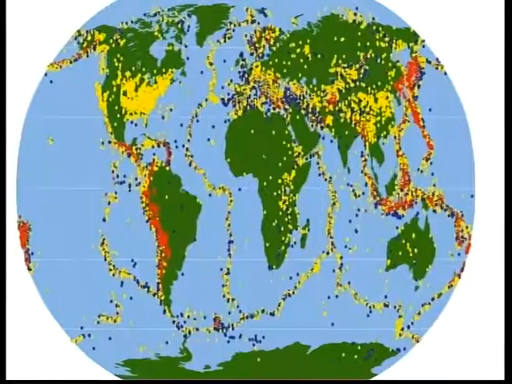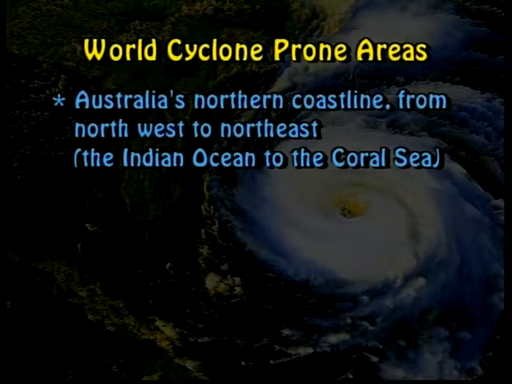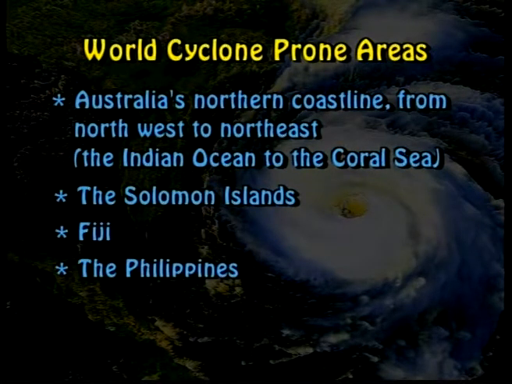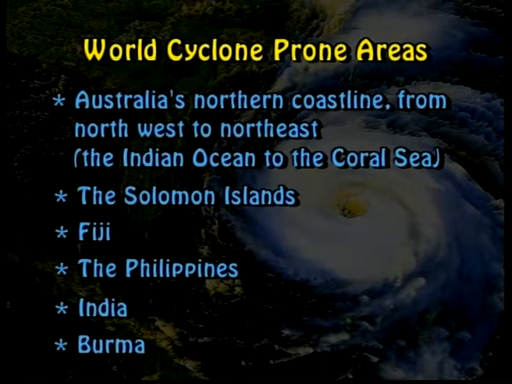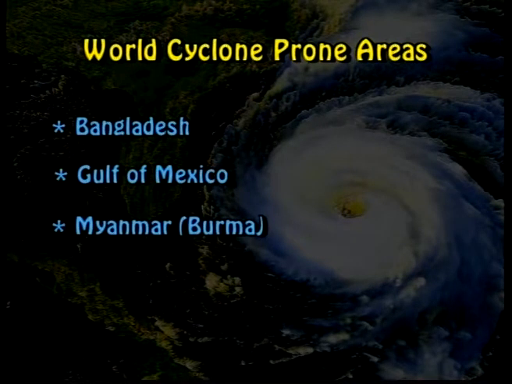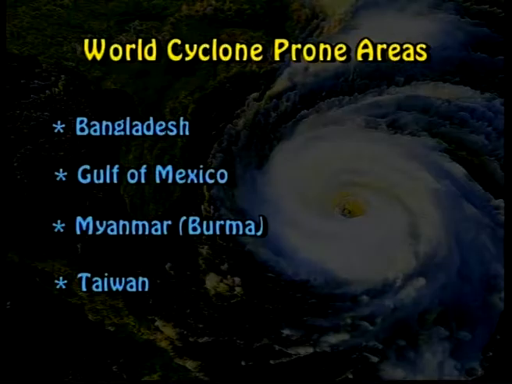Cyclone is the term that covers cyclones, hurricanes and typhoons. Therefore, some areas of the world that are cyclone prone include Australia, northern coastline from northwest to northeast, Indian Ocean to the Coral Seas, the Solomon Islands, Fiji, Philippines, India, Burma, Bangladesh, Gulf of Mexico, Myanmar and Taiwan.